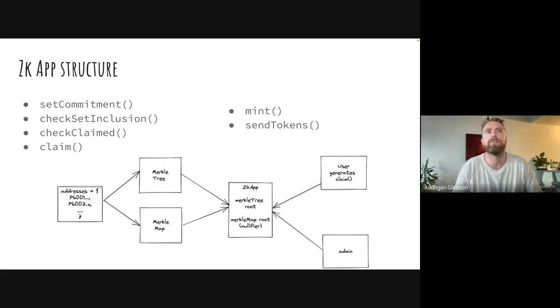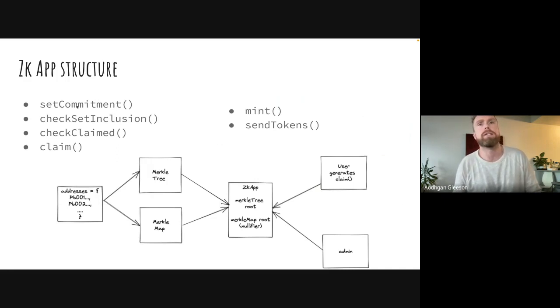And then also, to prevent double spending, I'm using the nice new MerkleMap structure, which is like a key-value mapping that can be stored in a root. And that's to prevent somebody from claiming twice. So these are the main functionality that's kind of exposed to the user.